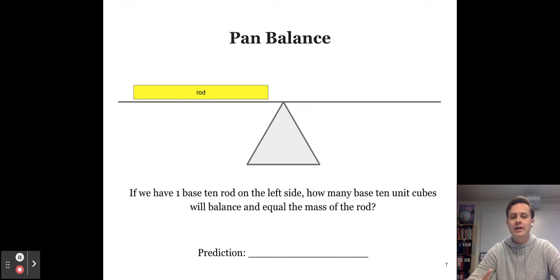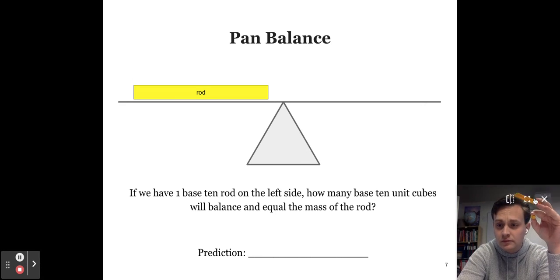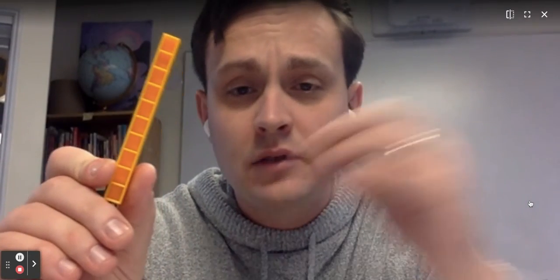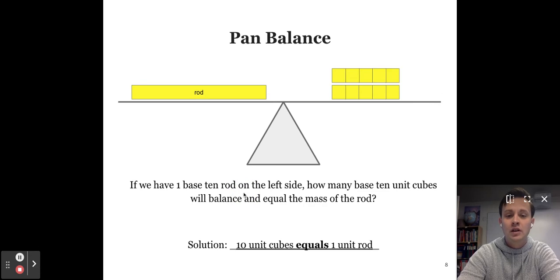So if we have one base 10 rod on the left side, then how many base 10 unit cubes will balance and equal the mass of the rod? So if I have one of these, how many of these need to go on the other side to balance out the scale? Write down your prediction. Okay, so you should need 10, right? One rod equals 10 unit cubes.